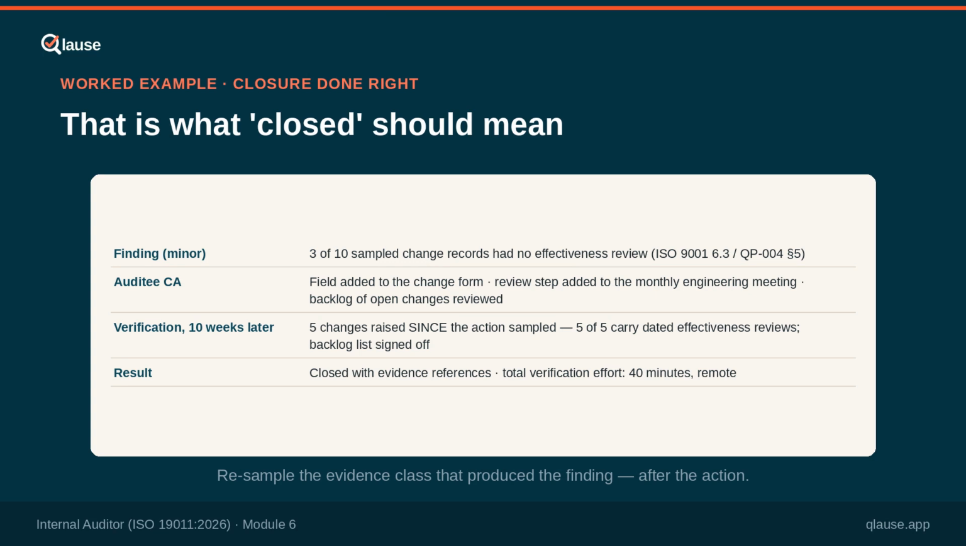Verification, 10 weeks later. The auditor samples 5 changes raised since the action. 5 of 5 carry dated effectiveness reviews, and the backlog list is signed off. Closed, with evidence references. Total verification effort, 40 minutes, done remotely. That is what closed should mean, and notice how little it cost.